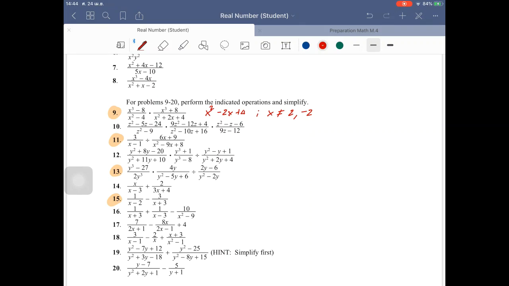Question 11, the answer is x minus 8 divided by 2x plus 3, where x cannot be 1 and 8.